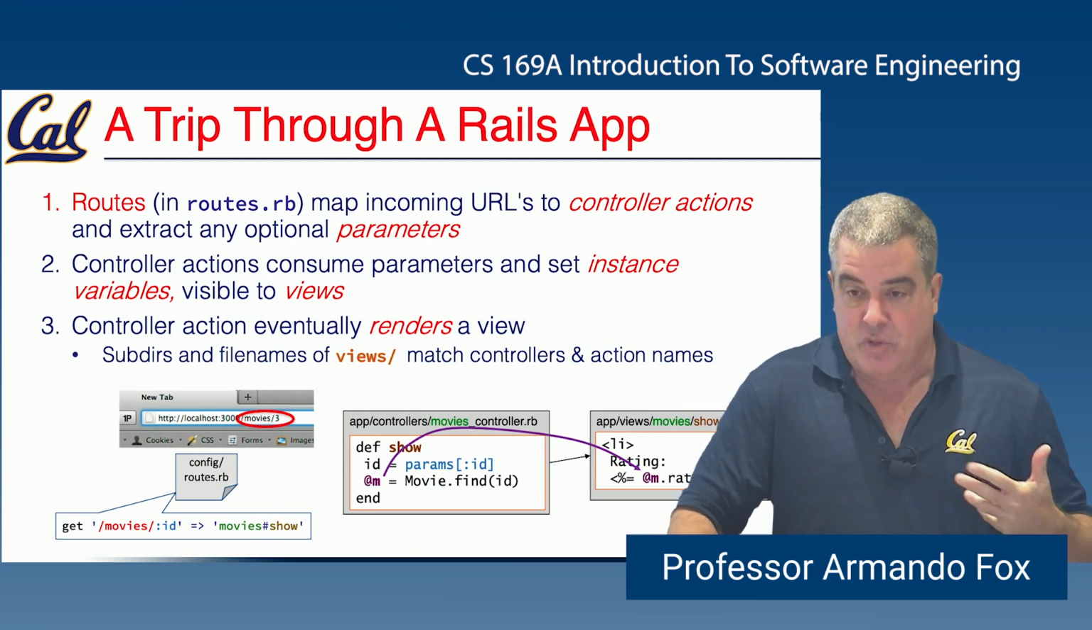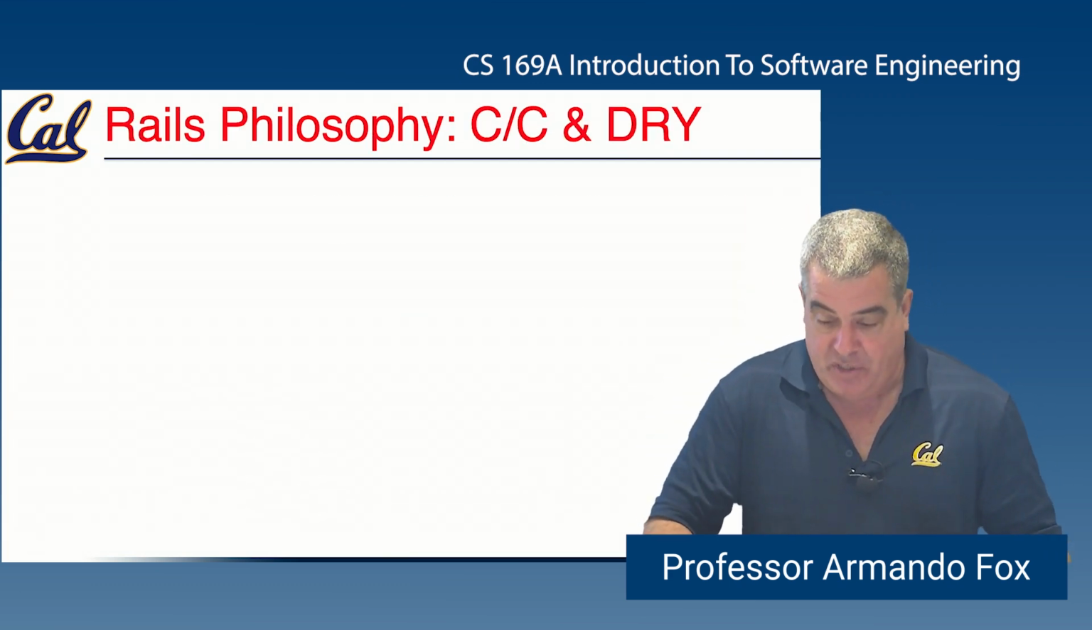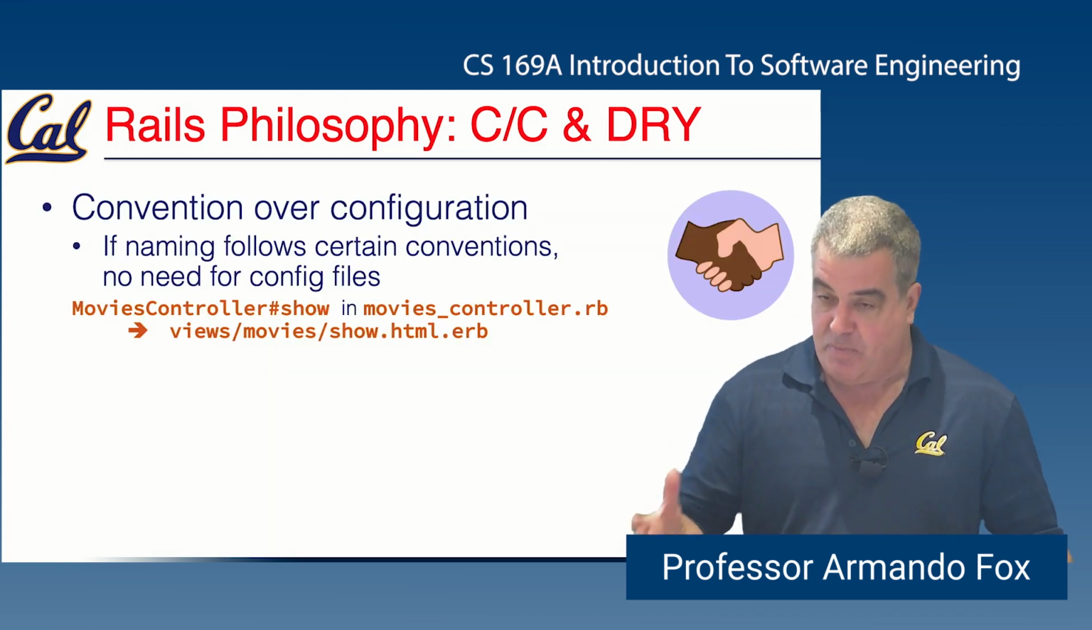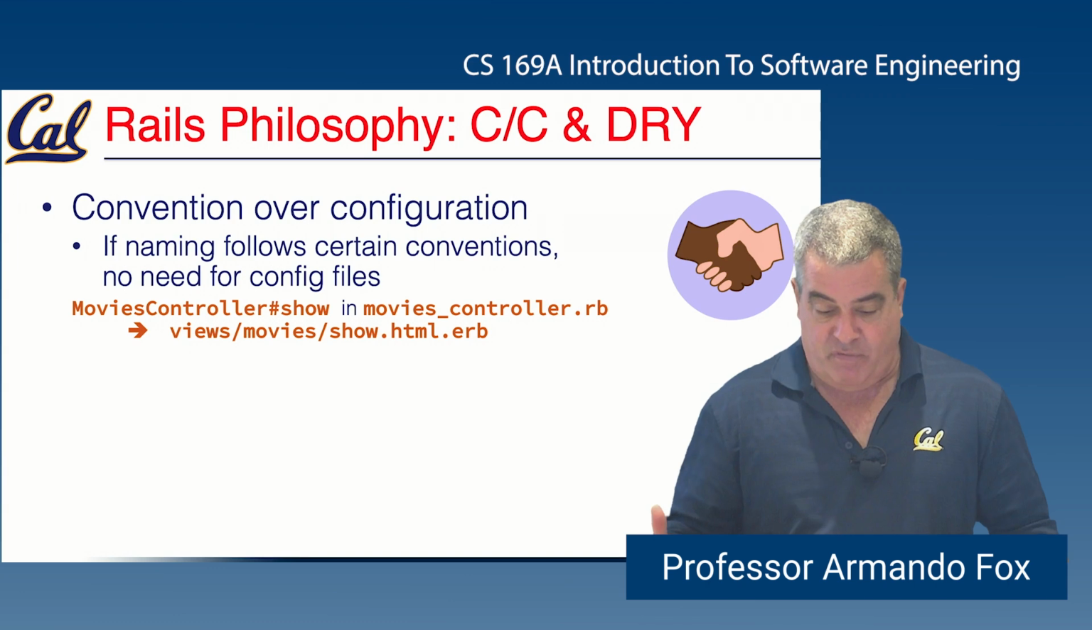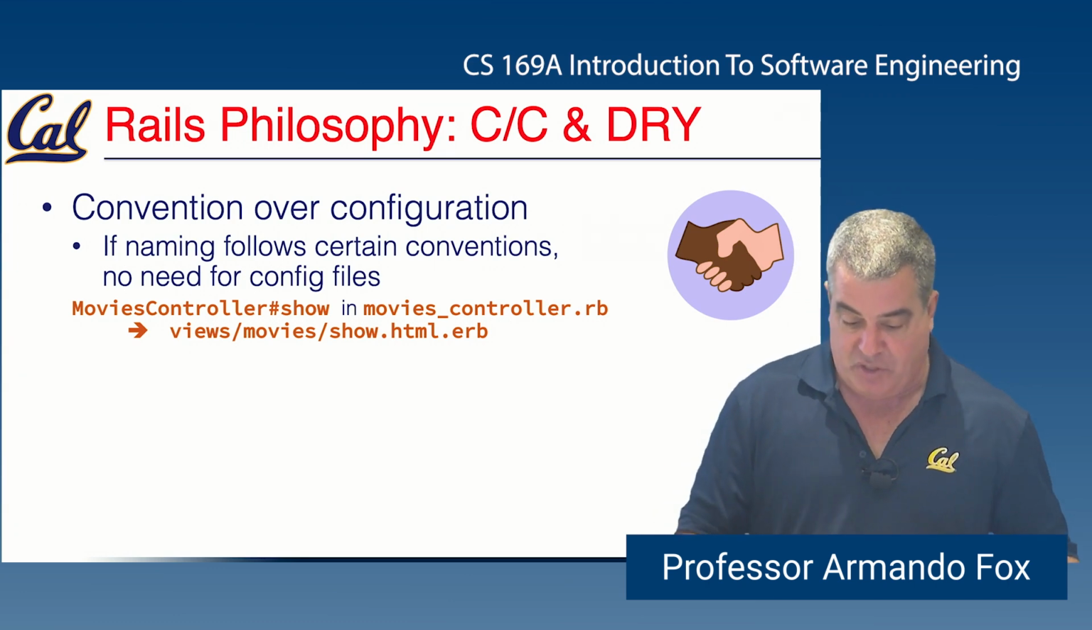So this sort of illustrates two aspects of the Rails philosophy: convention over configuration and don't repeat yourself. Convention over configuration just means if you agree to follow certain conventions in the naming, then you eliminate the need for a lot of configuration files.